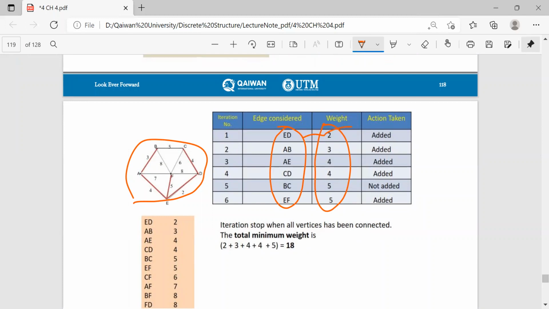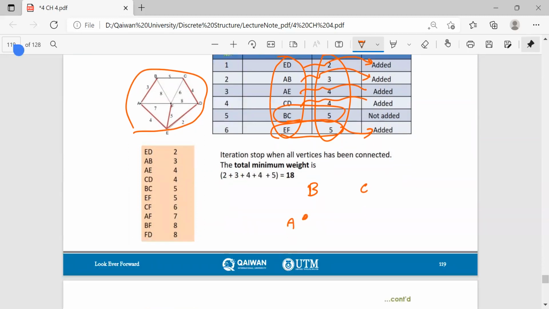Now, as you see, the first one is added. It's the same as we did. The second is added. The third is added. The fourth is added, but this one is not, because this makes a cycle. And this one is added. So here, this is B, this is C, this is A, this is D, and this is E, this is F. This is the minimum spanning tree.